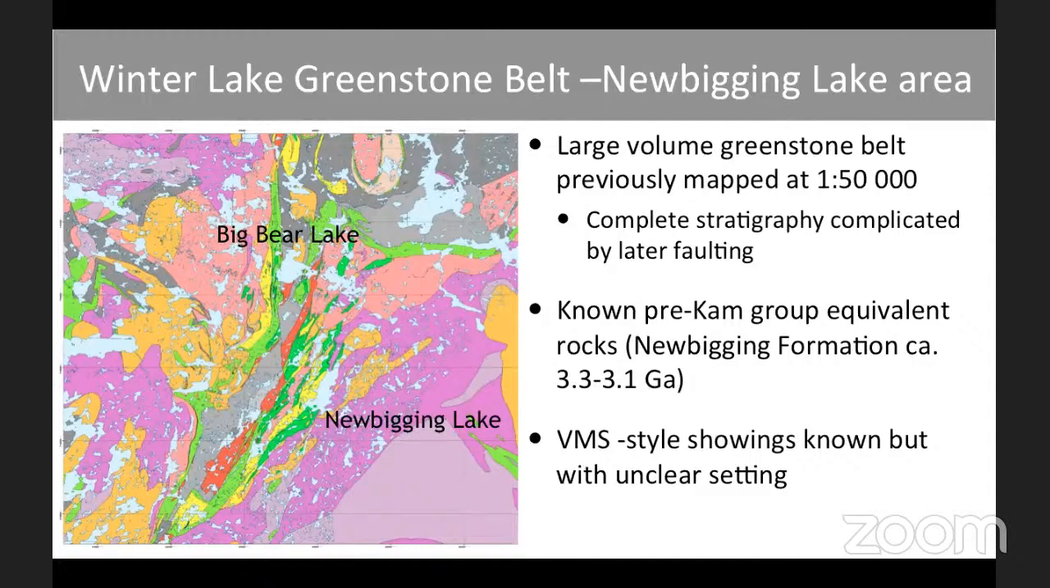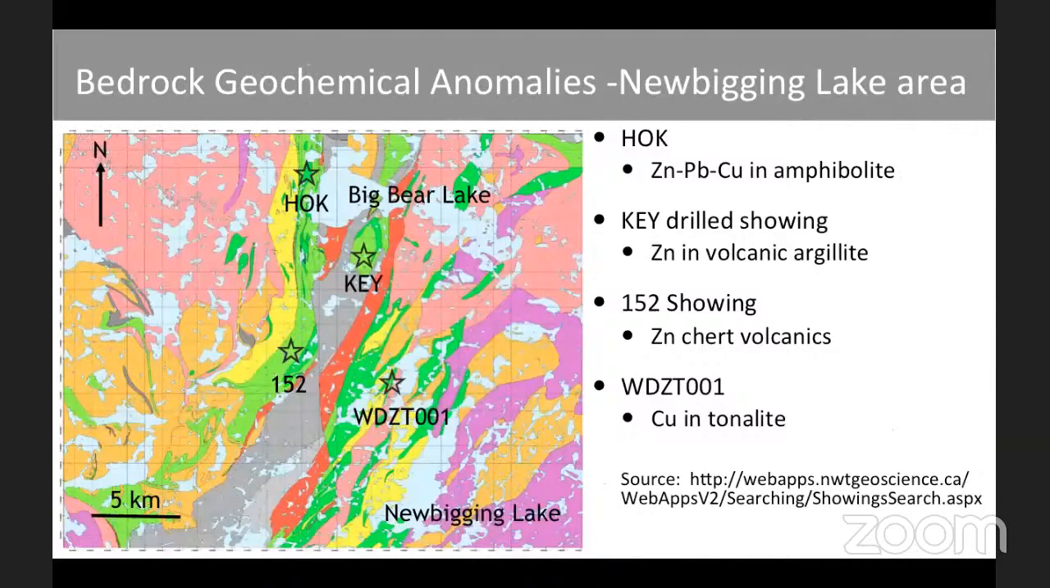This area gives us an opportunity to map in various structural domains, so we're not just looking at volcanic rocks transposed into a north-south orientation, which is allowing us to examine the relationships between the different types of supercrustal rocks. When we zoom into the Big Bear and Newbigging Lake area, we'll go into this next, and I'll show 4 of the bedrock geochemical anomalies that are known in this area.